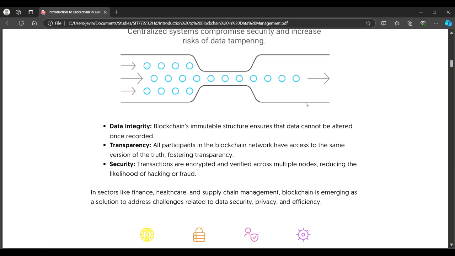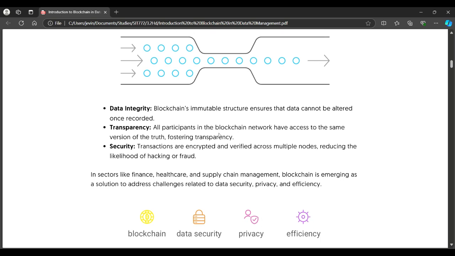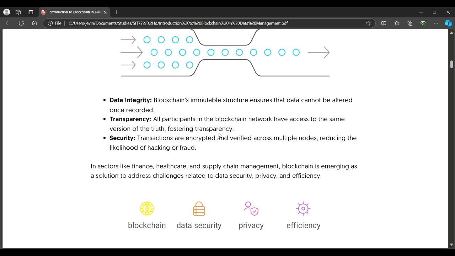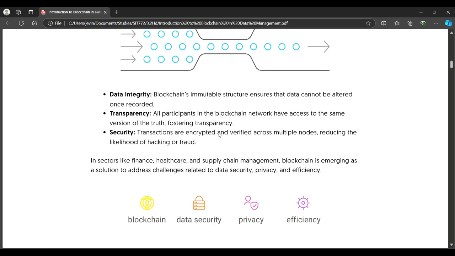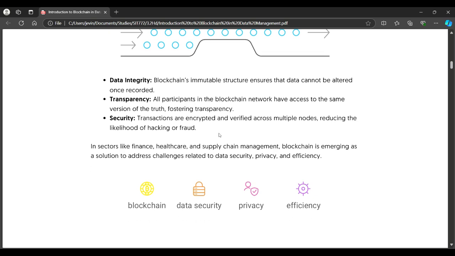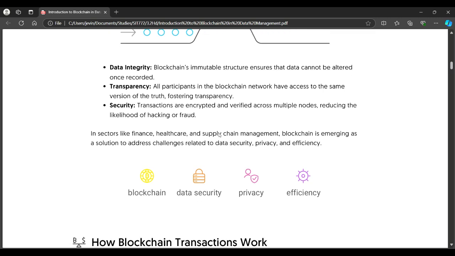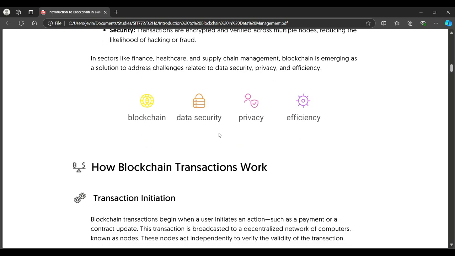In data integrity, we have immutable structures which should not be altered once recorded, and transparency is there, so we can have access to the same blockchain where records cannot be replaced, and security is ensured so that no hacking or fraud can be done here.